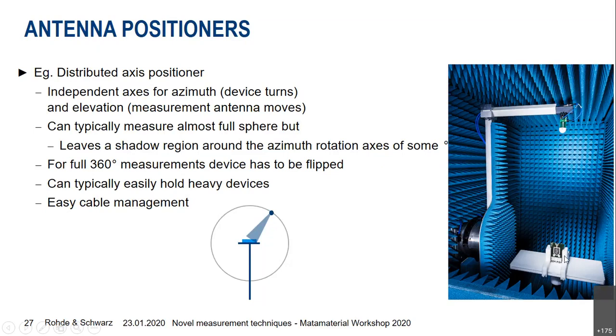So the antenna here at the bottom is the antenna under test. This also rotates in this axis, and the antenna up top here also rotates to give you both the elevation and the azimuth cut for the antenna. These positioners will then give you a full 360 degree measurement and can typically easily hold also very heavy devices. As you can see here, this is placed on a very stable stand in this case. The cable management also becomes much better.